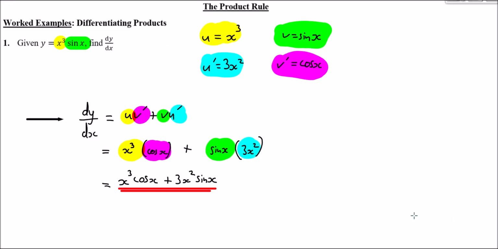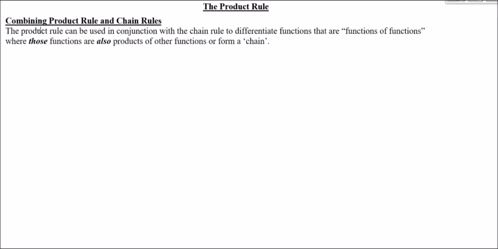But just before we get on to worked example 2, a little note about the slightly trickier problems we're going to encounter. Sometimes what we need to do is combine product and chain rules together. So the product rule can be used in conjunction with the chain rule to differentiate functions of functions, whether those functions are also products of other functions or form a chain within themselves. Let's have a look at a slightly trickier one. Worked example 2, differentiating products. We've got two products here. We've got e to the 3x squared, which obviously isn't the most straightforward of functions in its own right. And the other one is the square root of 1 minus 3x.